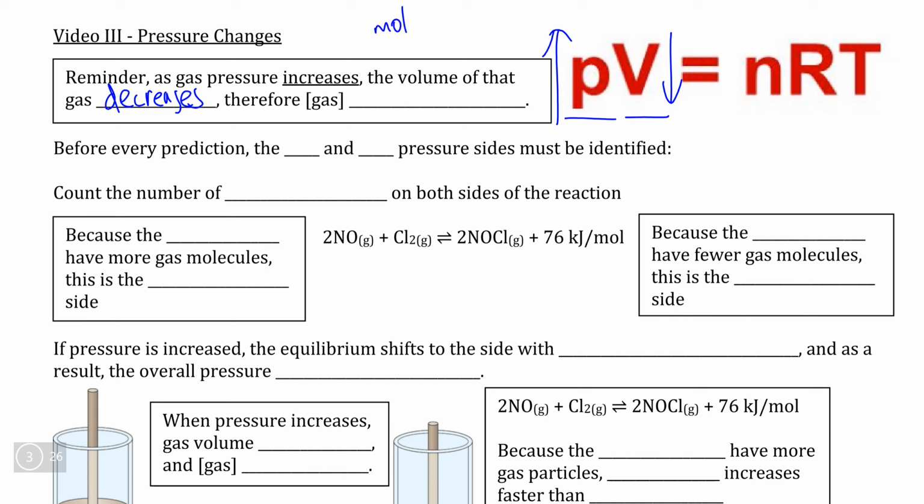Now, since the formula for concentration is moles of gas divided by the volume that they occupy, if we decrease the gas volume, the concentration of that gas must increase as a consequence, just based on the formula. So we can see that gas pressure changes actually result in a concentration change.